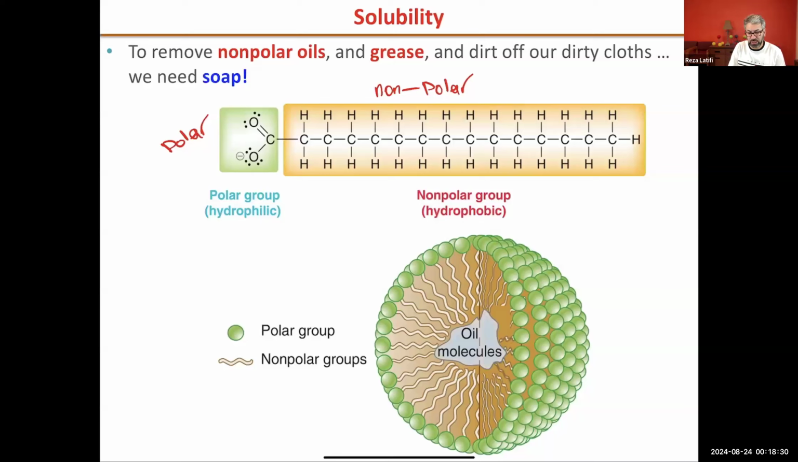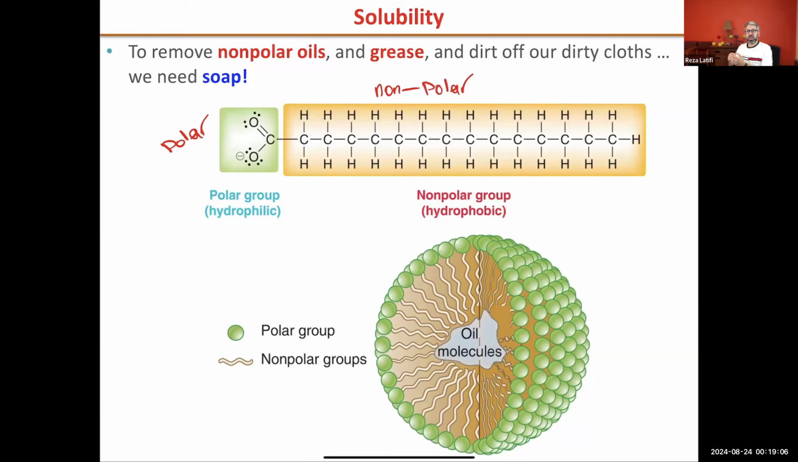You need to have a soap that is soluble in water. In order to make it soluble in water, we need to have that polar side. Why? Because water is a polar solvent. Your soap is supposed to be soluble. In order to make the soap soluble, we need to have a polar head. So that's the purpose of the polar head.